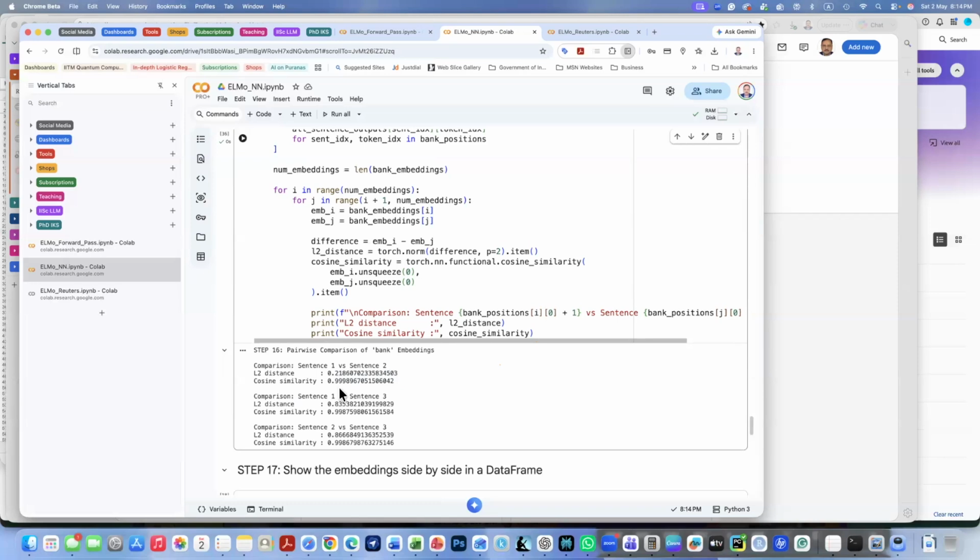Correct. Between sentence 1 and sentence 3, the distance is much larger. Sentence 3 was river bank. Sentence 1 was financial bank. The distance is much larger. Do you notice that?